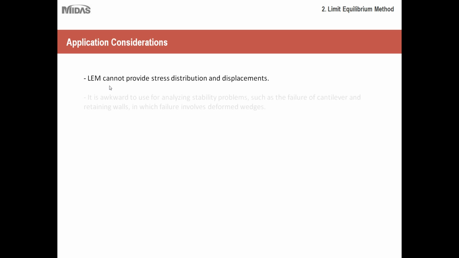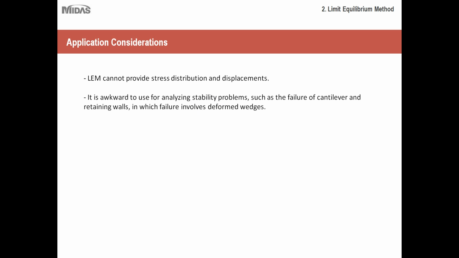Also, it is awkward to use for analyzing stability problems, such as the failure of cantilever and retaining walls, in which failure involves deformed wedges. So if you have more complex structures involved, for example, a retaining wall or any cantilever, any foundation by the slope, then it's awkward to use for those types of projects just because it can't take those variables into account as well as the finite element method or the strength reduction method, which I'll talk about in the next chapter.